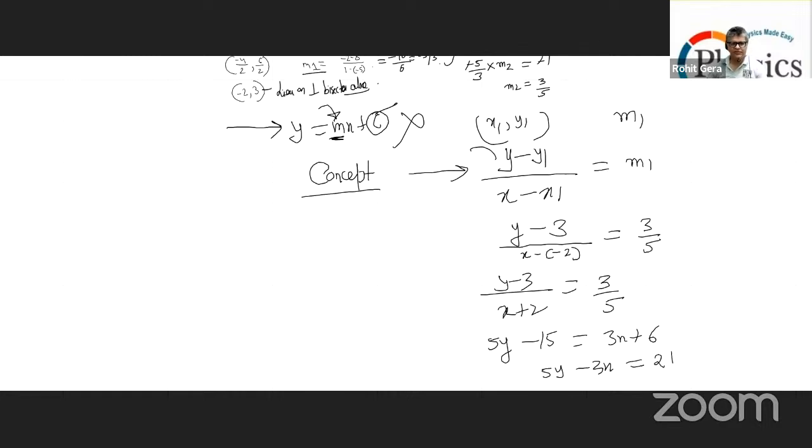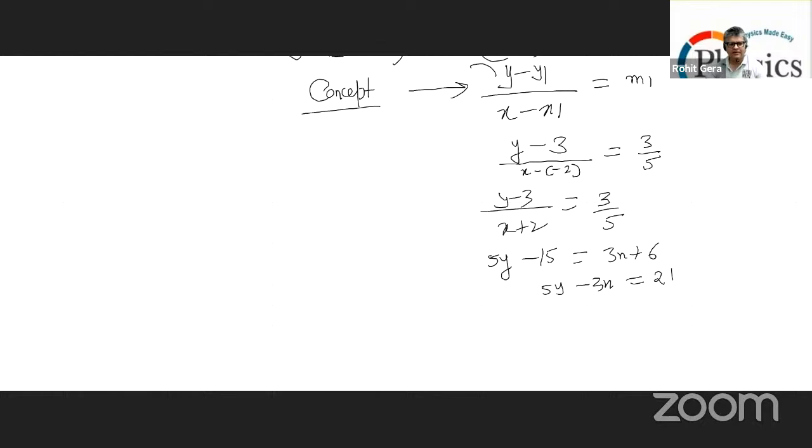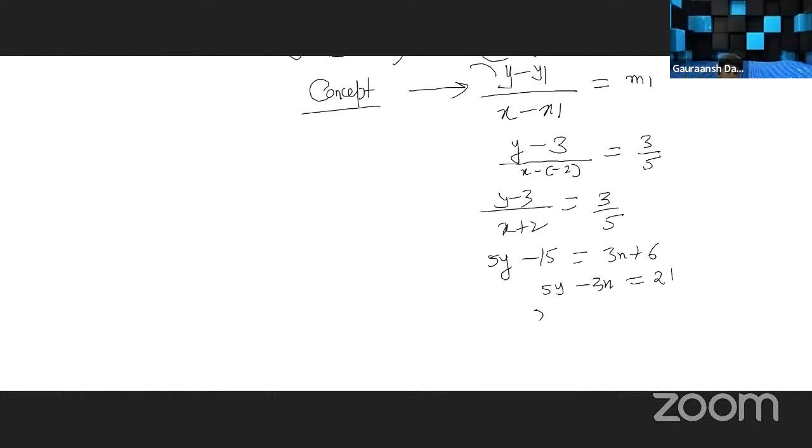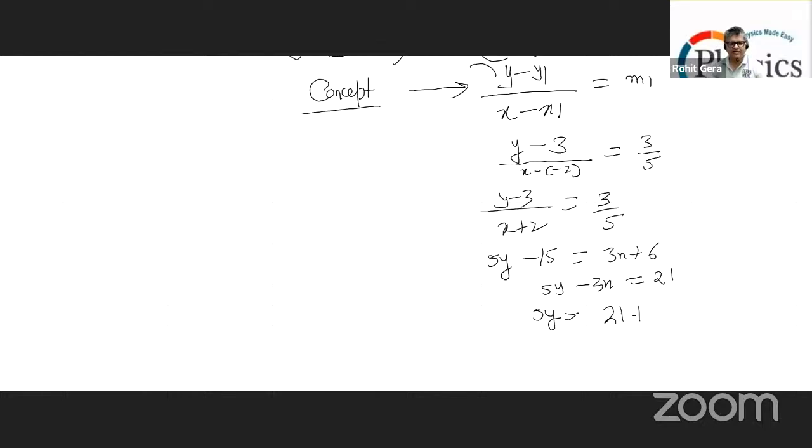Or if you want to write it properly, 5y is equal to 21 plus 3x. y is equal to 21 by 5 plus 3x by 5. So y is equal to mx plus c.